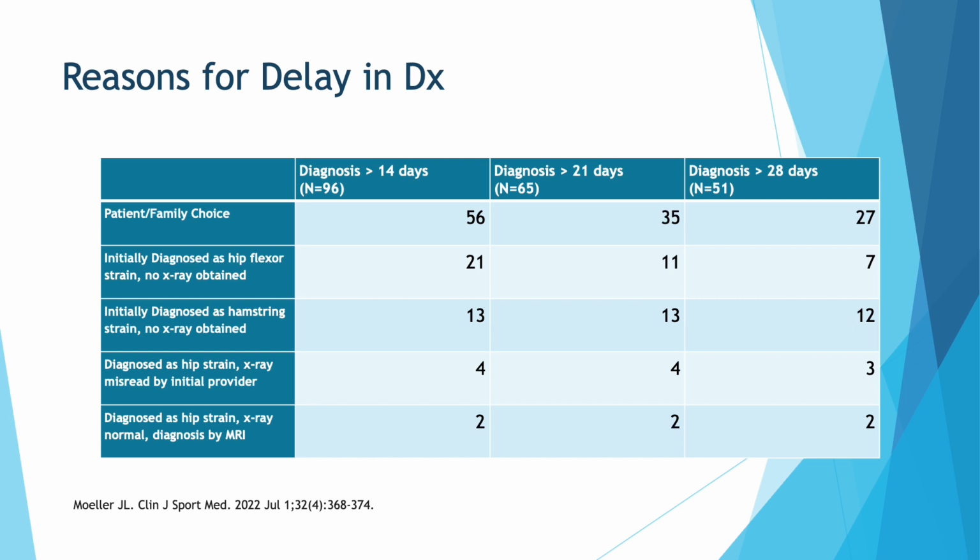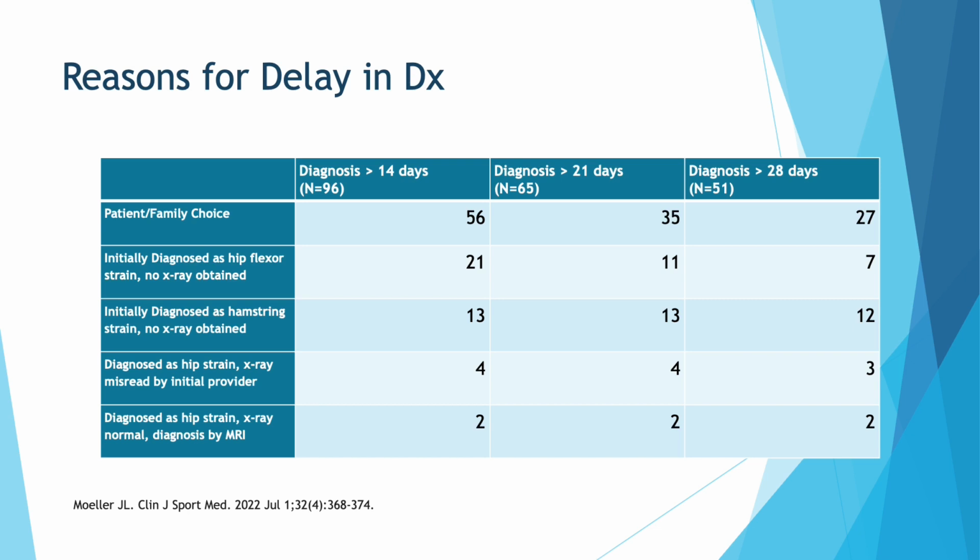Now, some athletes were misdiagnosed. They were seen by another provider and diagnosed with a hip flexor strain, for example, when they actually had an ASIS or an AIIS or potentially a lesser trochanter injury. And you can see that was the case 21 times when you look at a 14-day cutoff. But then as you move to a 21-day cutoff, 10 more patients were identified and 4 more patients in the next week.